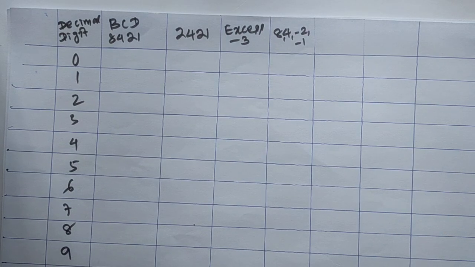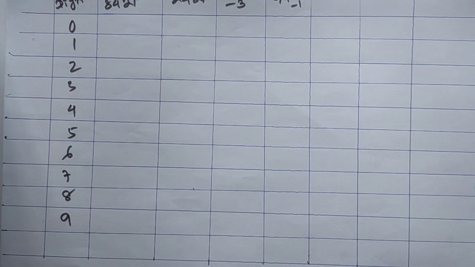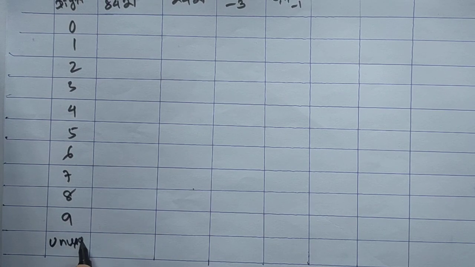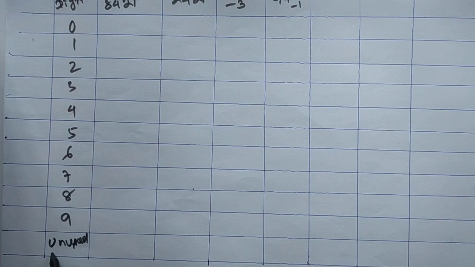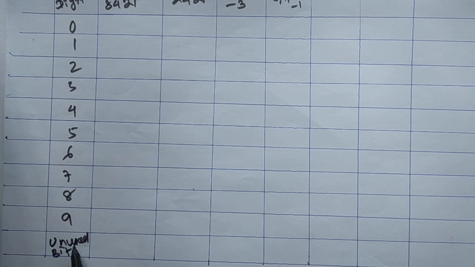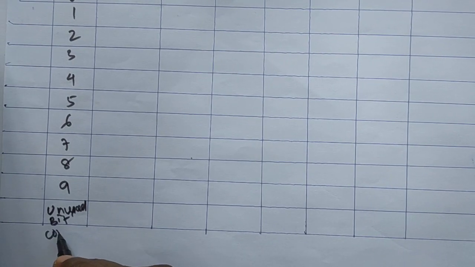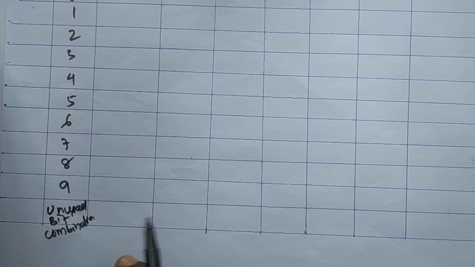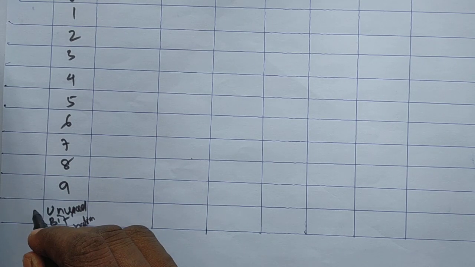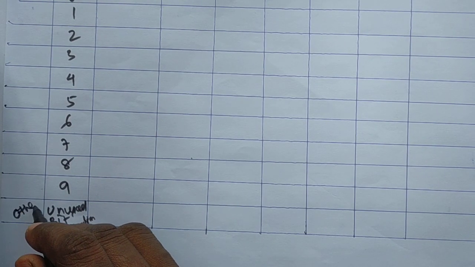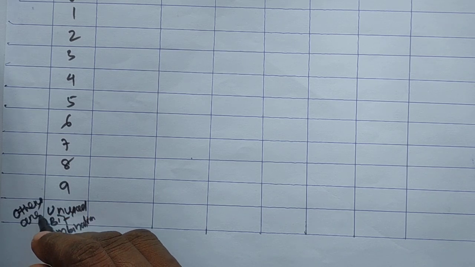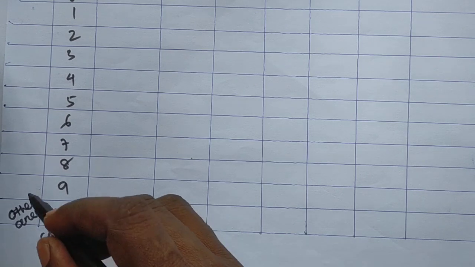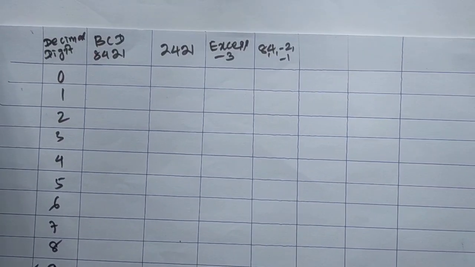Other bit combinations are unused. Here you see, if you go through the other combinations, the others are unused bit combinations. We consider digits up to 9.